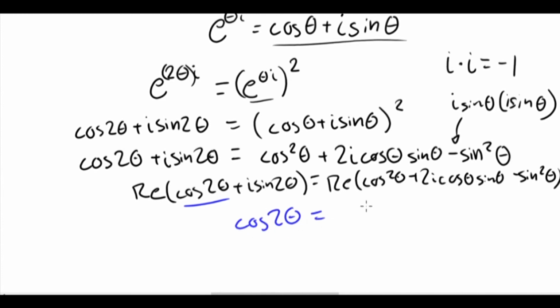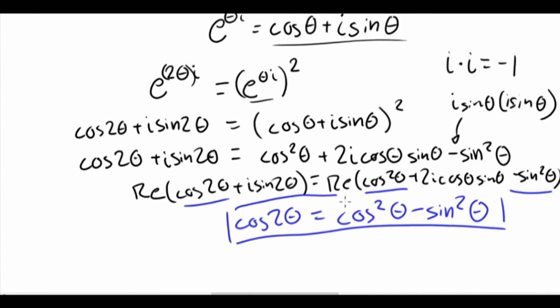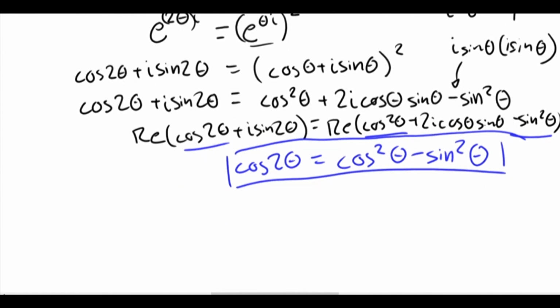That's going to be equivalent to the real part over here. This part doesn't have an i, this part doesn't have an i, the middle part does, so we can discard that. So cosine squared theta minus sine squared theta. And that is the first of our double angle identities. Cosine of 2 theta is equivalent to cosine squared theta minus sine squared theta. This is indeed the identity for double cosine.